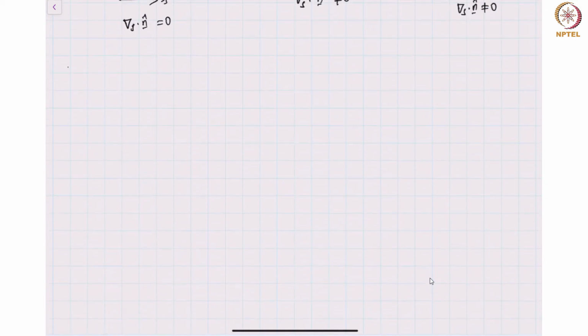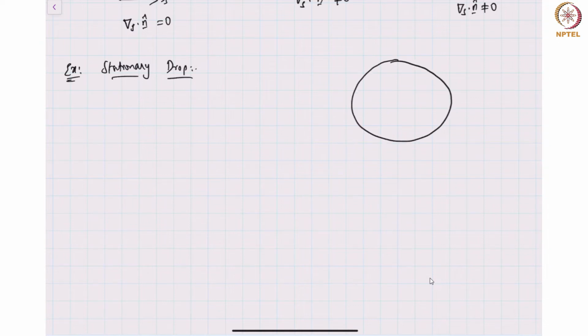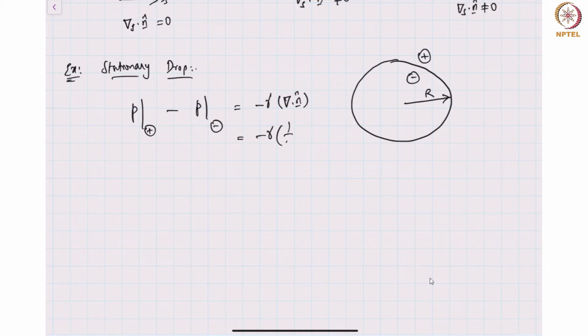Let's consider the example of a stationary drop. If I think of a stationary drop, assume that this is a circular drop. I have minus here and plus here. The radius of the drop is r. And so what's the result that we got? We got P plus minus P minus is minus gamma times del s dot n, which is minus gamma times 1 by r1 plus 1 by r2.